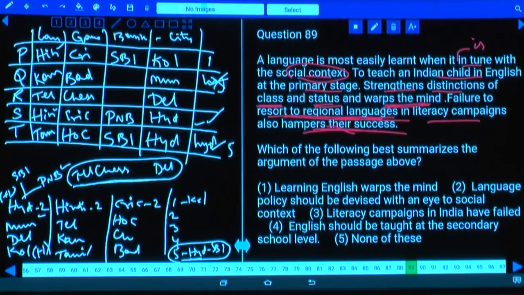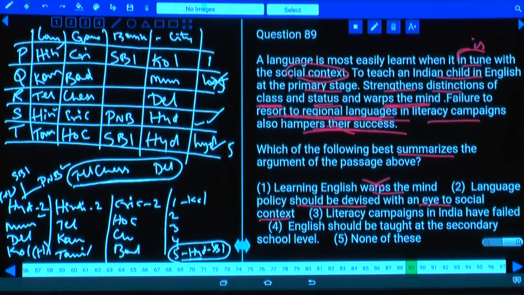Learning English warps the mind. It is not only English, but learning English without the regional language that warps the mind. Hence the first one is ruled out. Second, language policy should be devised with an eye to social context, isn't it? No, sir. In tune with the social context.